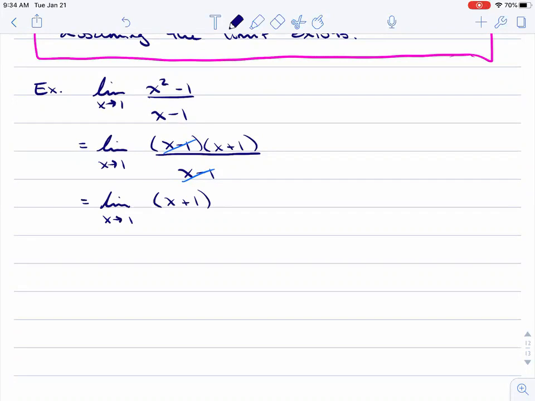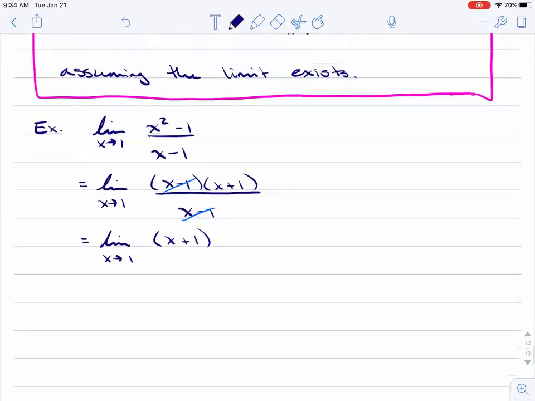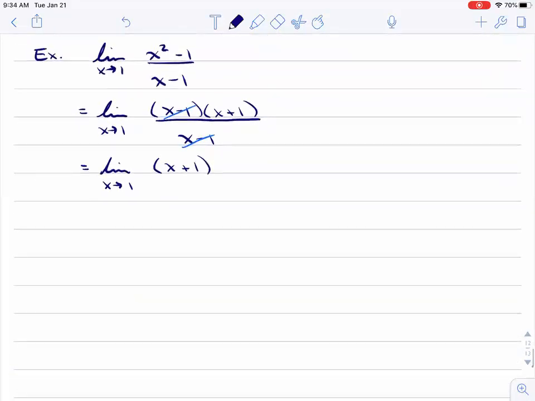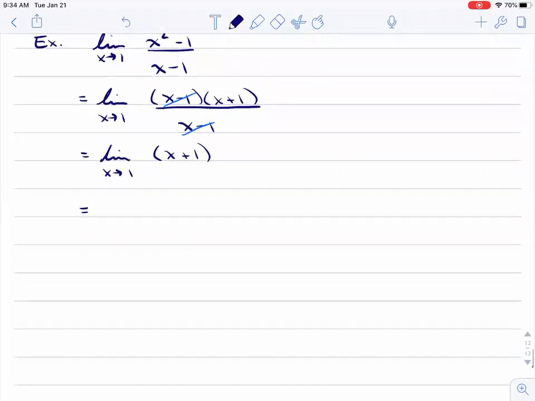Okay. The key thing, and that's why we need this theorem to say, well, I'm allowed to do that, right? I'm allowed to change the look of f of x, but not the meaning of f of x. Right? And so here, this is going to be 1 plus 1, so the limit is going to be 2.